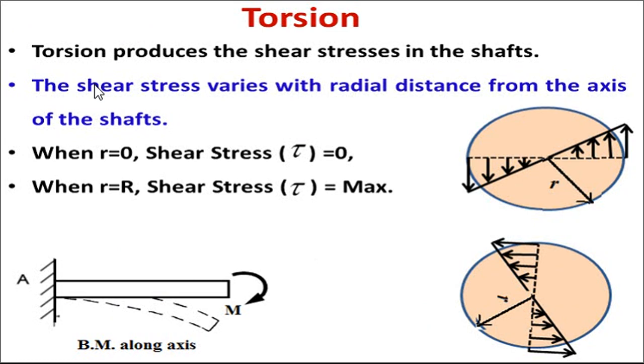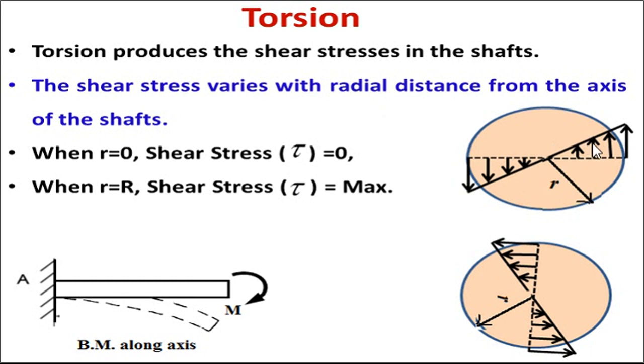As already discussed, torsion generally causes shear stresses in the shaft. Torsion normally produces shear stresses in the shaft. The shear stress varies with radial distance from the axis of the shaft. Radial distance means, as r varies, shear stress varies.